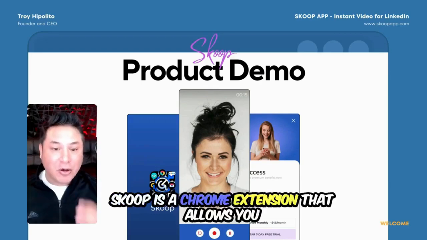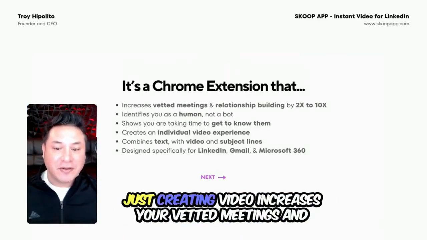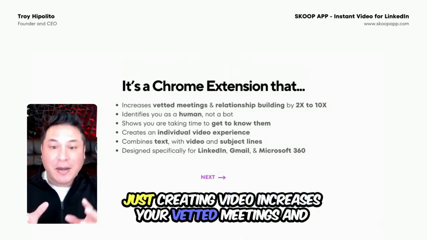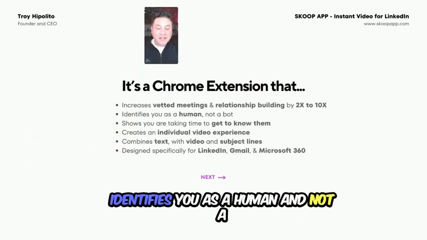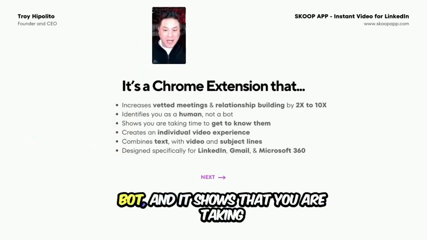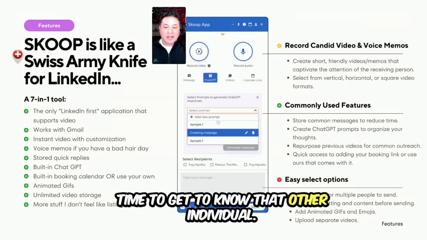Skoop is a Chrome extension that allows you to do a number of different things besides just creating video. It increases your vetted meetings and relationship building by 2 to 10 times. It identifies you as a human and not a bot. And it shows that you are taking time to get to know that other individual.